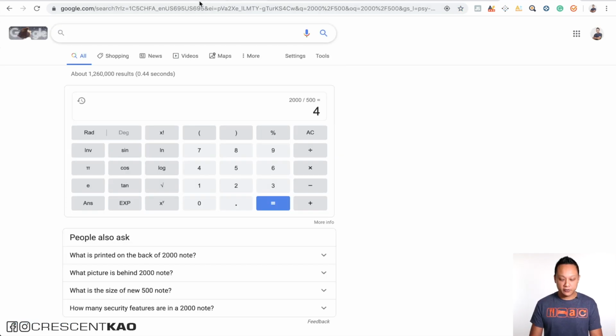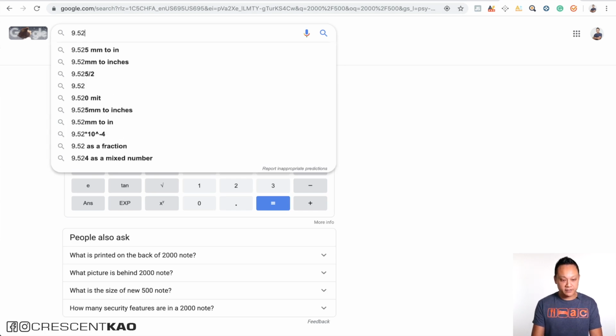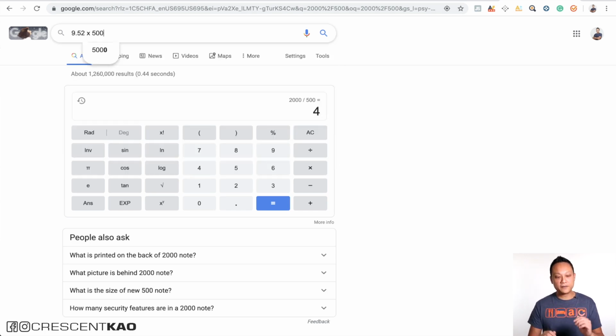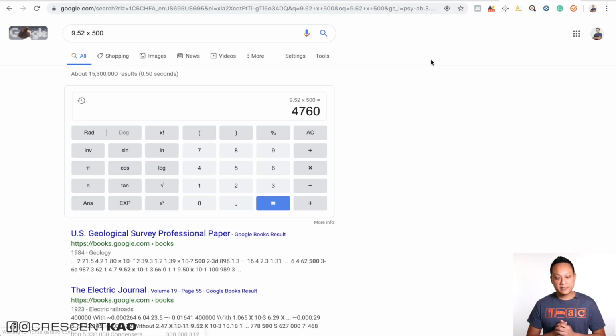So if we go back to the calculator and we put in $9.52, and if we sell all 500 of those units, that means that we profited a total of $4,762. Okay, sounds great, right? So with our initial $2,000 investment, we've more than doubled that in profit.